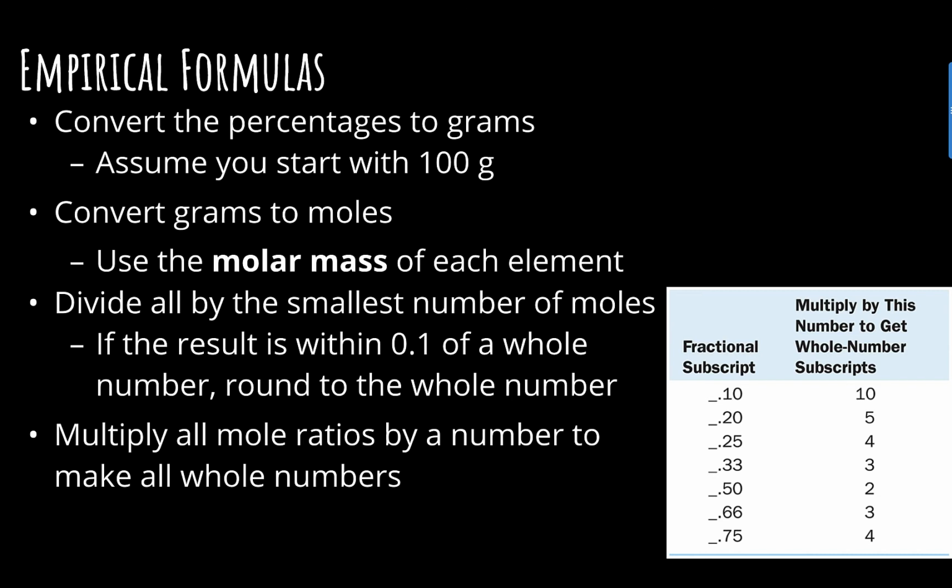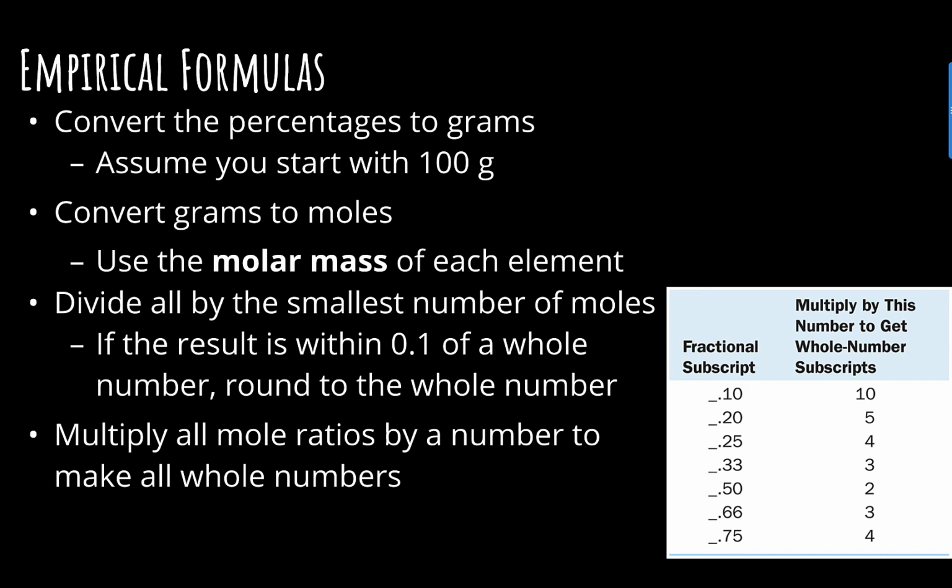So what you do is you assume you start with 100 grams. So if it gives you a percentage for each one, you make that percent grams of each element. Sometimes they'll give it to you in grams to start with, and you won't have to do that. Then you're going to convert grams into moles using the molar mass of each element. You're then going to divide by the smallest number of moles.